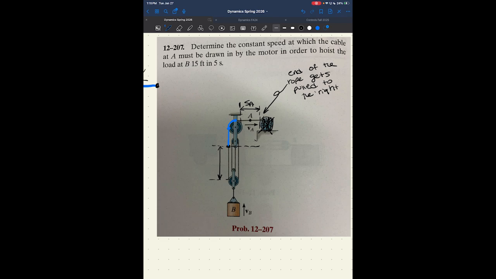Okay, so this second pulley in the middle and this bottom two pulleys, they can come closer together or further apart as we pull in rope or we let out rope. So let's give that a name. We'll call that SB.